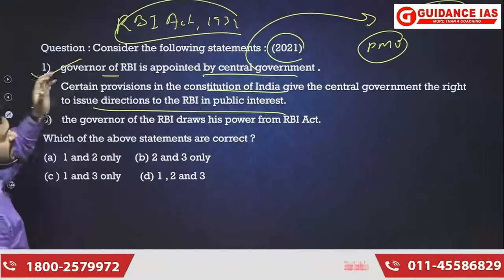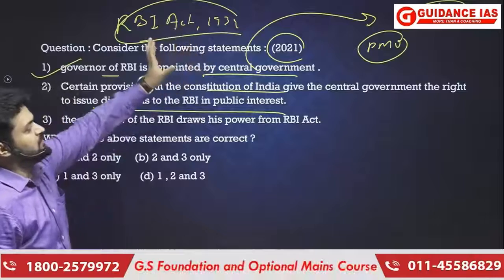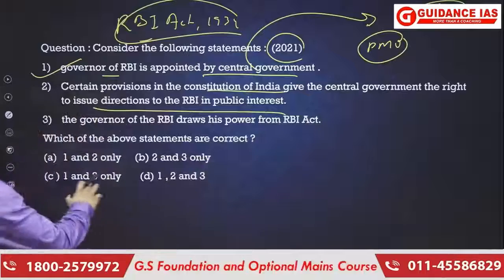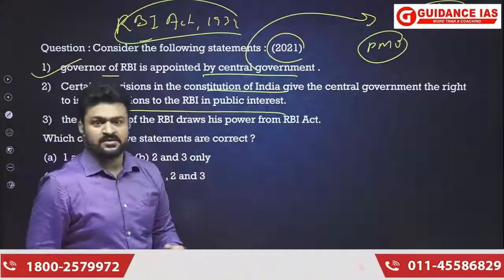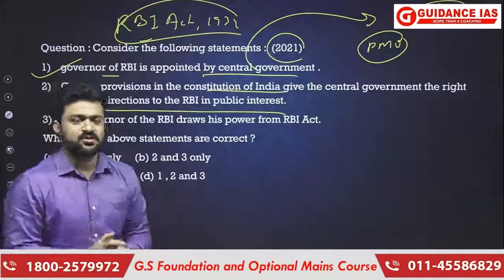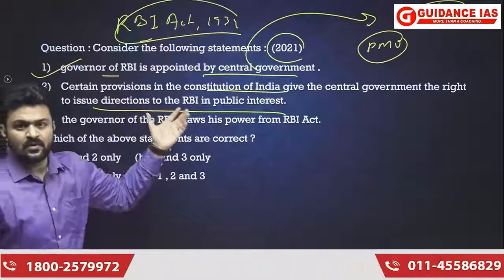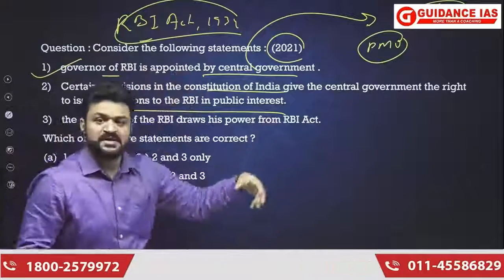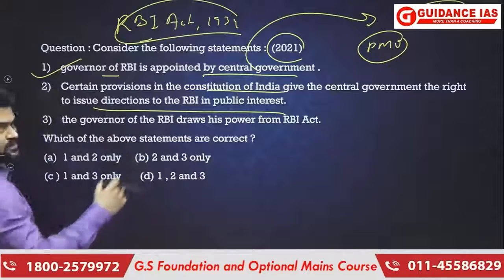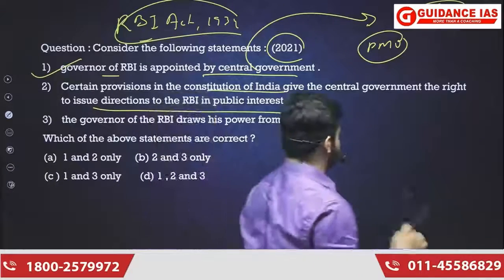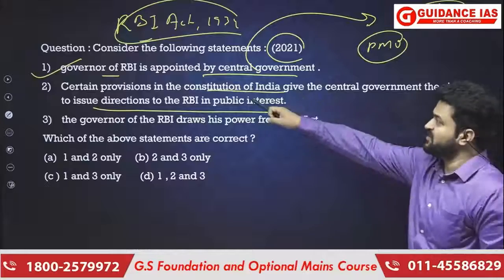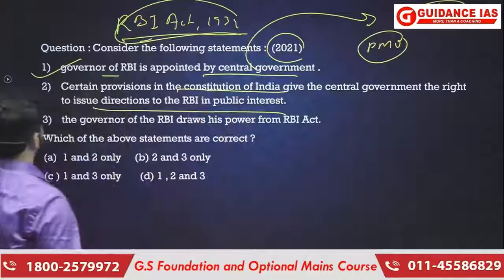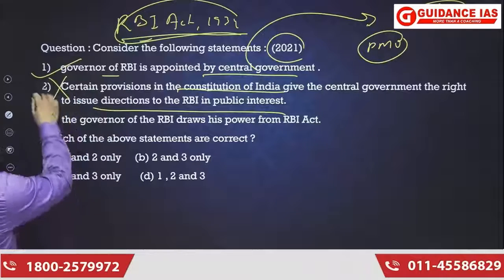It is actually through the RBI Act that the central government is empowered to issue directions to the RBI in public interest, while the Constitution of India is not dealing with this particular issue. Nowhere in the Constitution is it said that the central government has the right to issue directions to the RBI. Yes, the central government has this right, but not by the Constitution of India, but by the RBI Act 1934. So this statement is incorrect. The first statement is correct.